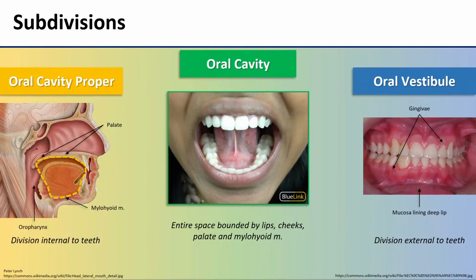Within the oral cavity, we divide the area external from the occlusal plane of the teeth, the plane formed when the superior and inferior teeth meet, from the area that's internal to that. Internal to the occlusal plane is considered to be the oral cavity proper, and external is the oral vestibule.